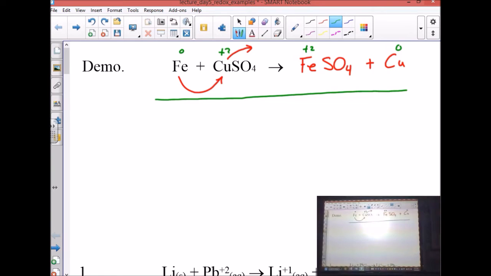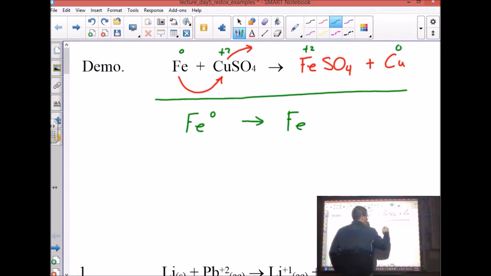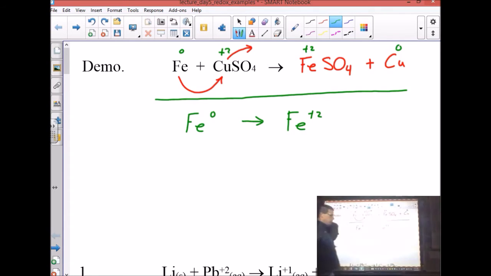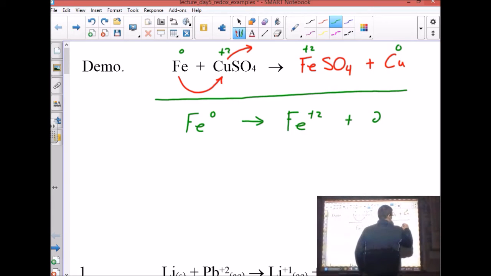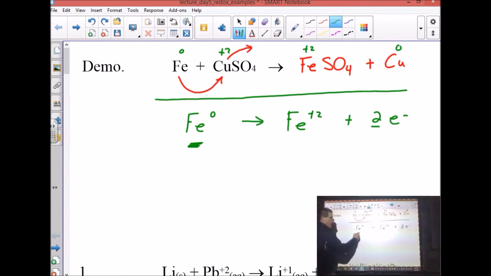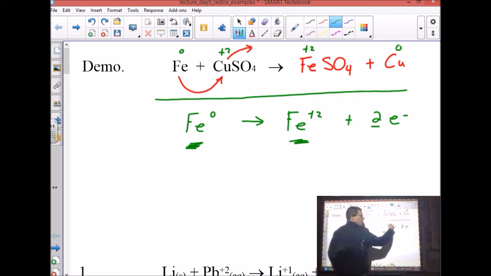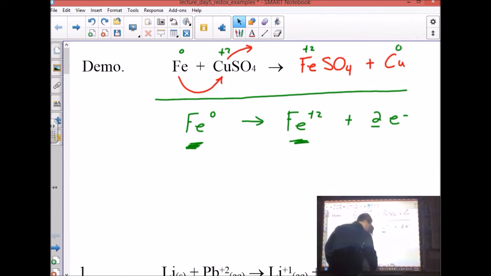Okay, so in one of these we're going to have iron with no charge going to iron with a +2 charge. Okay, what did we say happened? Did it gain or lose electrons? Very good. So that means if it loses electrons, we put them over here. Because on this side, it has all of its electrons. Here it has 2 less. Where'd they go? Somewhere. Very good.